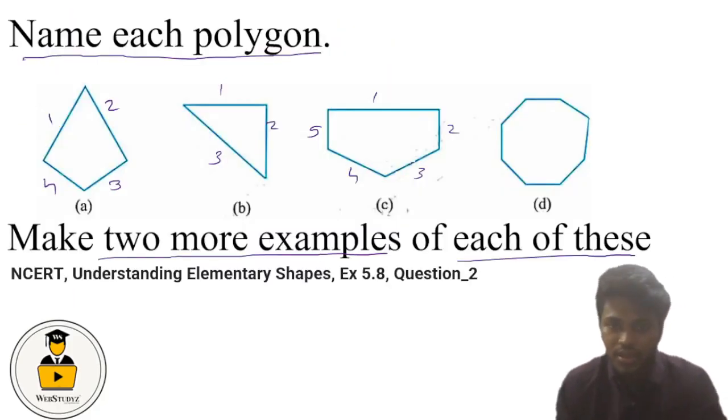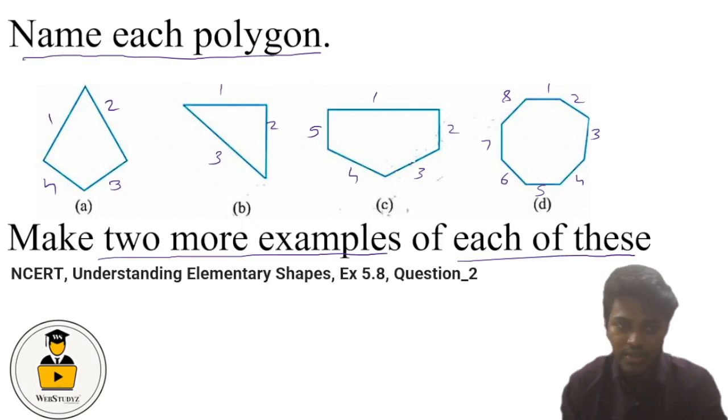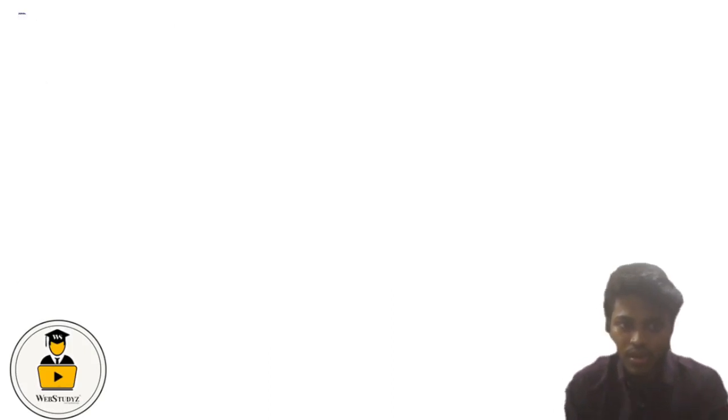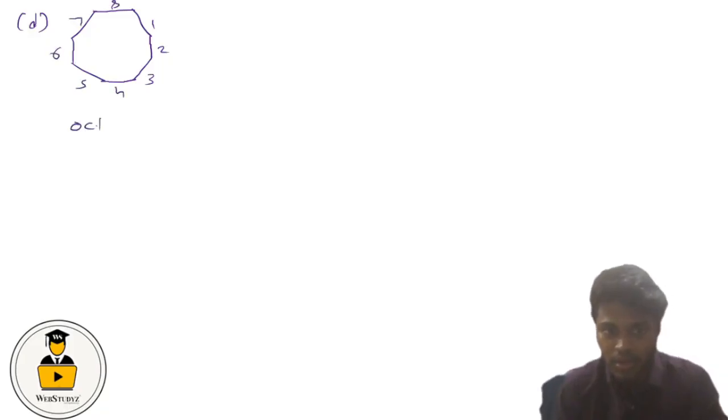Now let us consider the last figure. It has 1, 2, 3, 4, 5, 6, 7 and 8, sorry, 8 sides. So we will call this figure an octagon. Since it has 8 sides, we will call it an octagon.